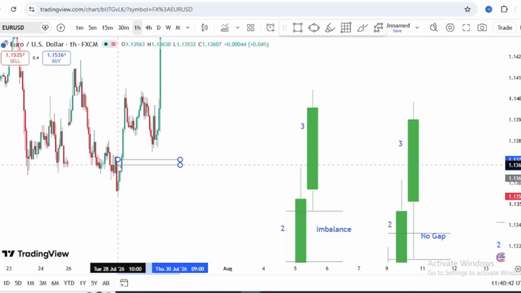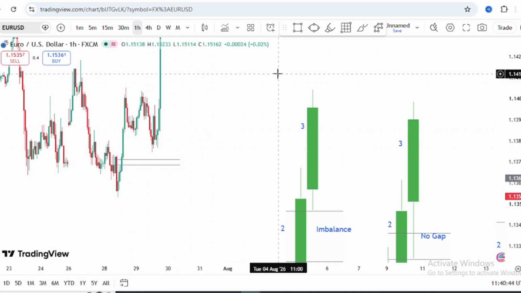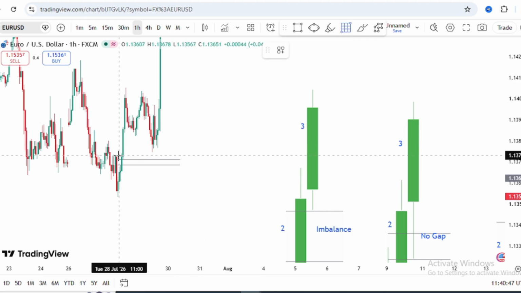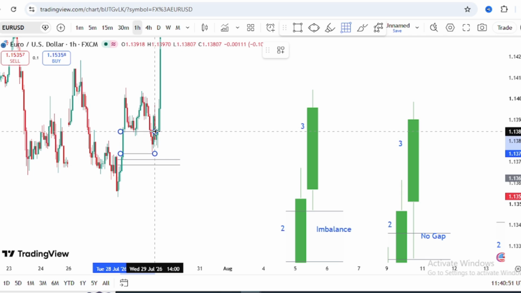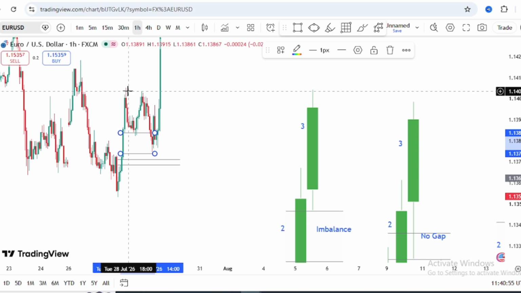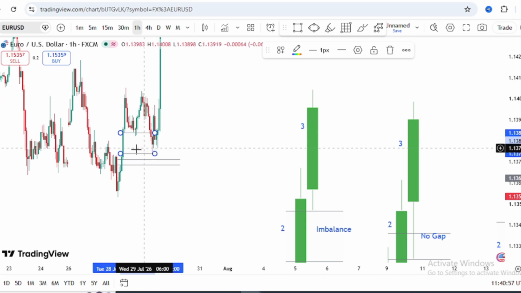We move to the next one. One, two, three. Three candle sequence. There is space and there's a fair value gap. As you can see, price traded back to fill the space, which is the fair value gap.